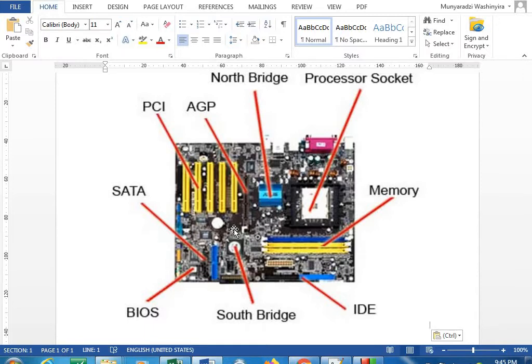Now let's look at the software part. We are saying the software part is divided into the operating system and the application programs. On the operating system, remember we said it is a system that manages computer hardware and software resources. And we are saying, what are the examples of the operating systems?